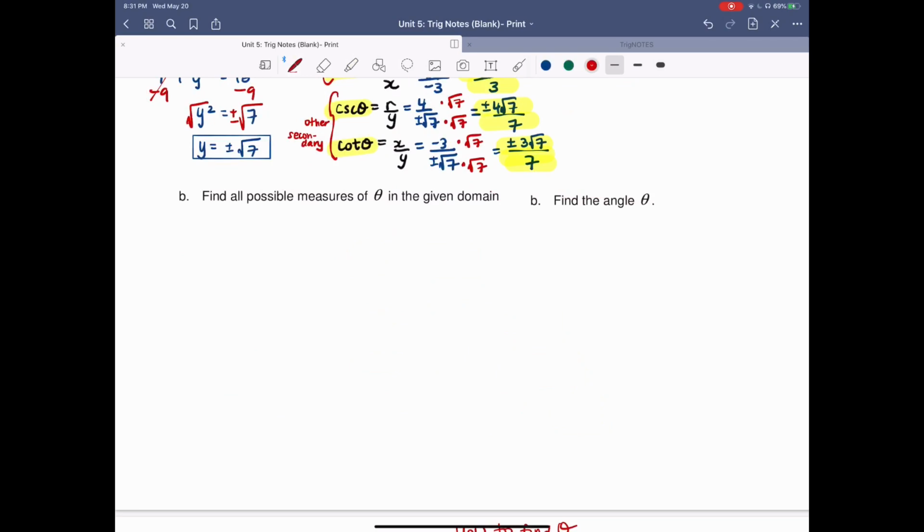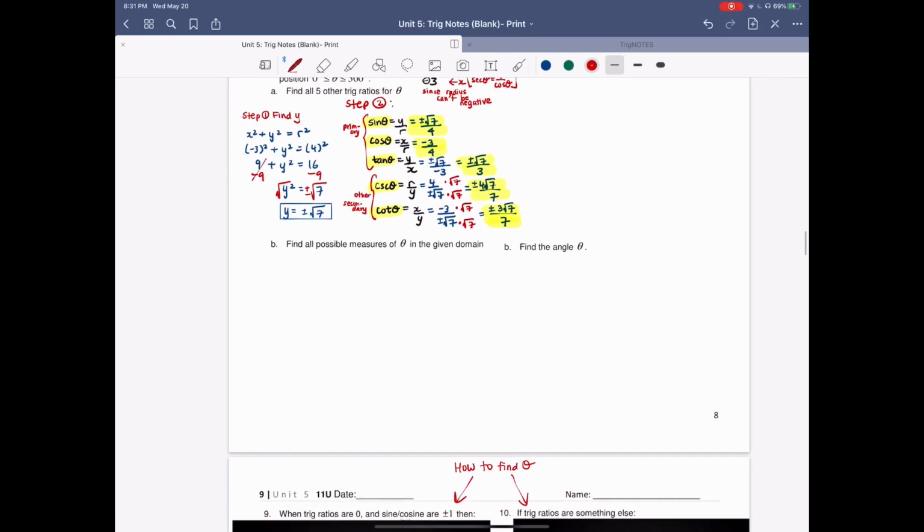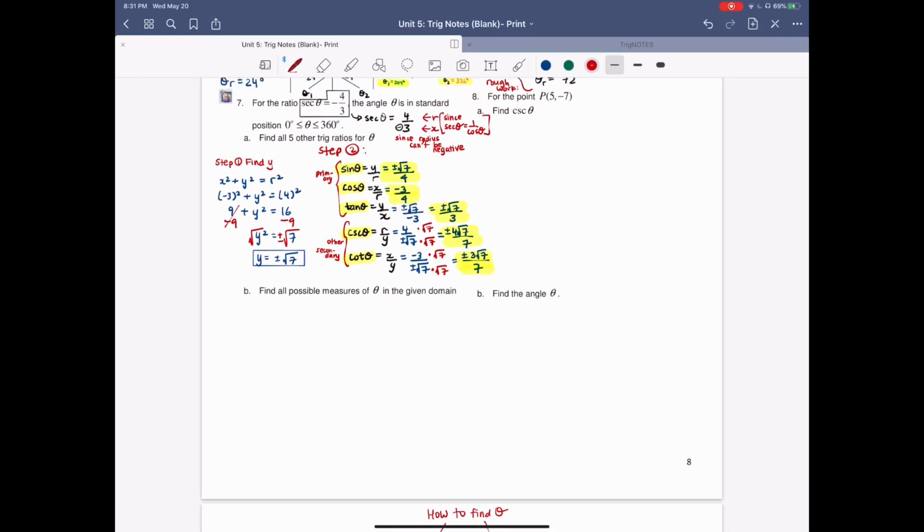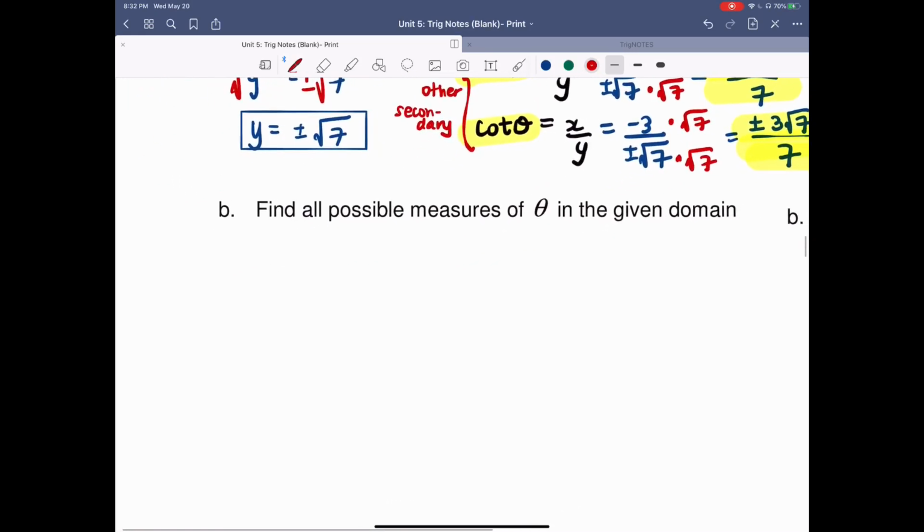Possible measures of theta in the given domain. So what I can basically do is grab any of the trig ratios and try to get my theta from that. It looks like cos theta is the simplest looking one. For my secondary trig ratios, keep in mind that these are not on the calculator, so I'm going to use my primary trig ratio. So the one I'm going to write is about the cos theta, and this is my first rough work.